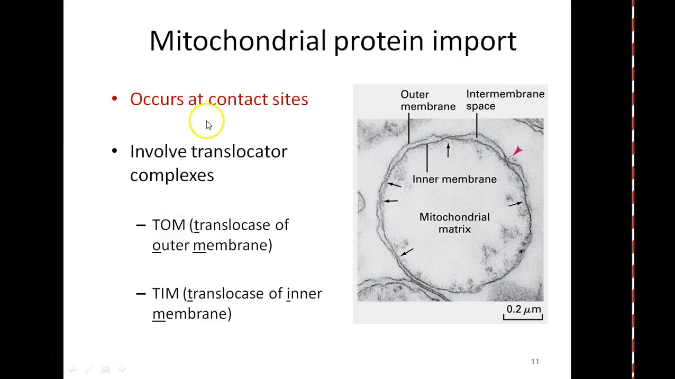It has a specific machinery, and this machinery is composed of protein complexes that are in the outer membrane and in the inner membrane. TOM is a translocase of the outer membrane. It's a huge complex in the outer membrane. It stands for translocase of outer membrane. In the inner membrane, we have TIM, which stands for translocase of inner membrane.